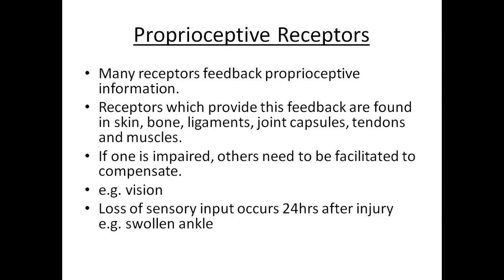So what happens is that if you roll your ankle and you've got a big fat swollen ankle, you don't really know where that ankle is in space. After 24 hours you've lost that proprioception, and that's when the joint is more vulnerable.